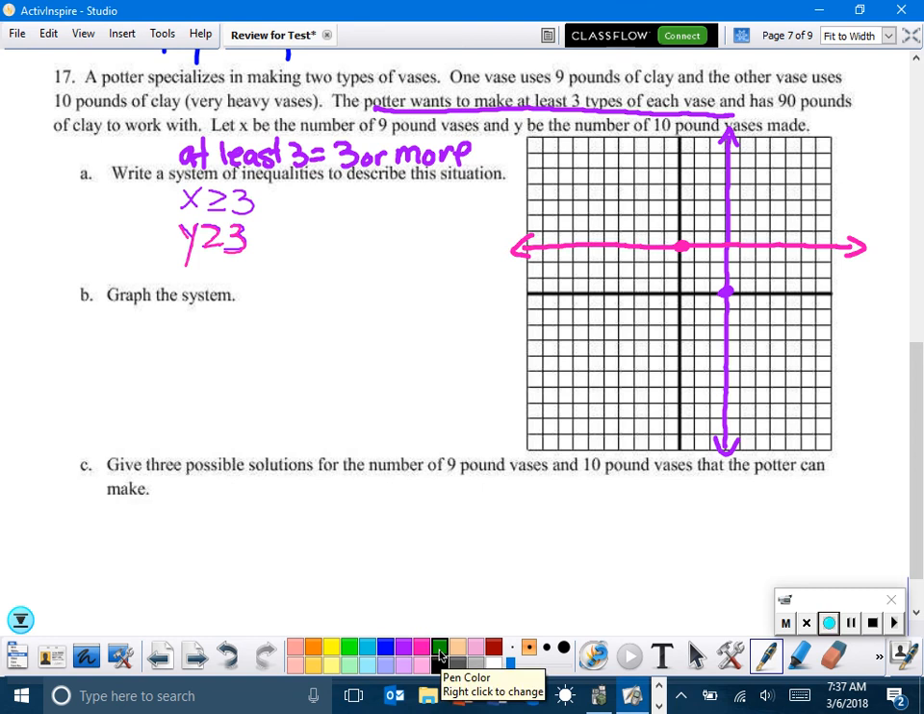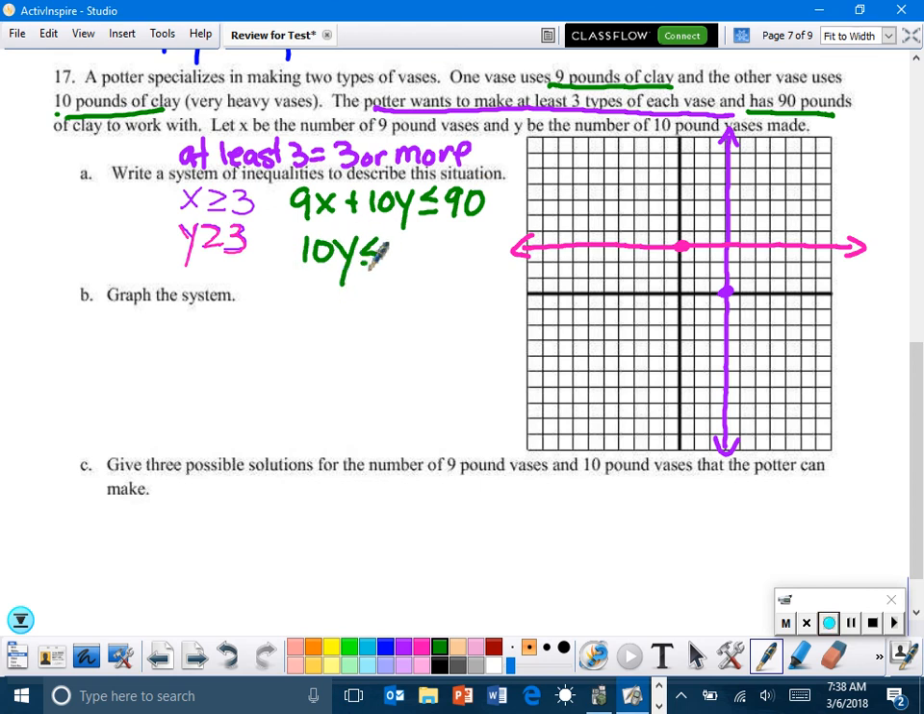Now, 9 pounds for one and 10 pounds for the other, and 90 pounds to work with. So that would be 9x plus 10y is less than or equal to 90. Since there is only 90 pounds to work with, it has to be 90 or less. Okay, we have to solve for y. So got to get y by itself. So subtract 9x. Divide by 10.